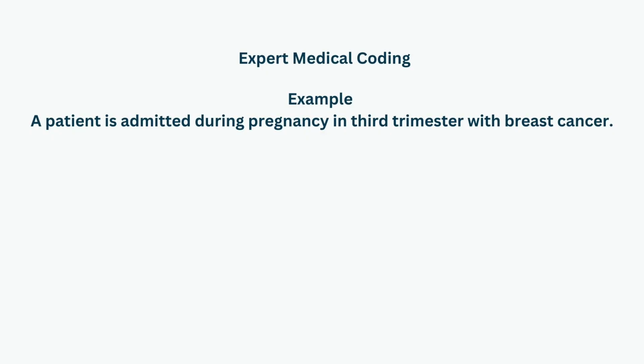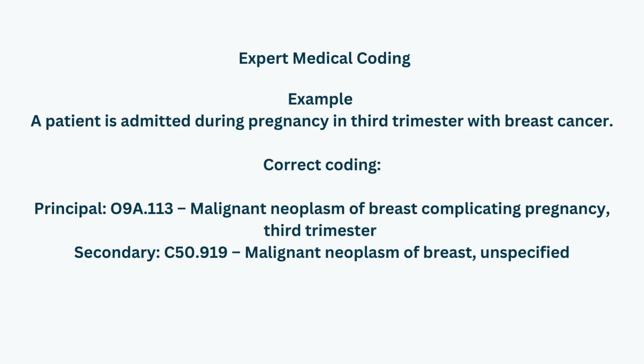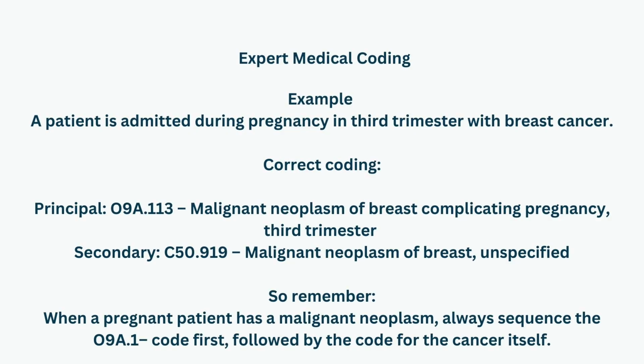Let us see an example here. A patient is admitted during pregnancy in third trimester with breast cancer. So here the correct coding will be to assign the principal diagnosis as O9A.113 malignant neoplasm of breast complicating pregnancy in third trimester and secondary code as C50.919 for malignant neoplasm of breast unspecified. So remember, when a pregnant patient has a malignant neoplasm, always sequence the O9A.1 subcategory code first, followed by the code for the cancer itself.